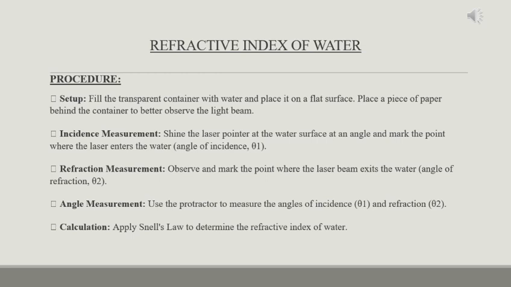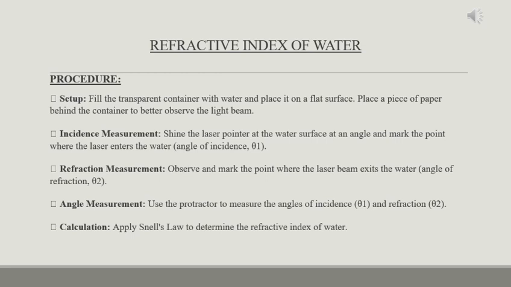This point gives us the angle of incidence, denoted as theta 1. We then observe and mark the point where the laser beam exits the water. This gives us the angle of refraction, denoted as theta 2. Using a protractor, we measure the angle of incidence theta 1 and refraction theta 2 precisely. Finally, we apply Snell's law to calculate the refractive index of water.